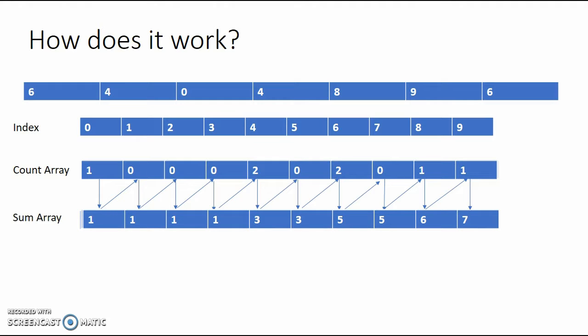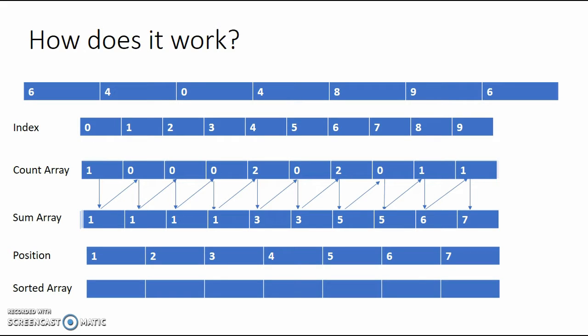Finally, we construct another array of size n. This will store our final sorted array. Once again, we traverse through the unsorted array. The first element is 6. Now, check the value in the sum array corresponding to index 6. It is 5.